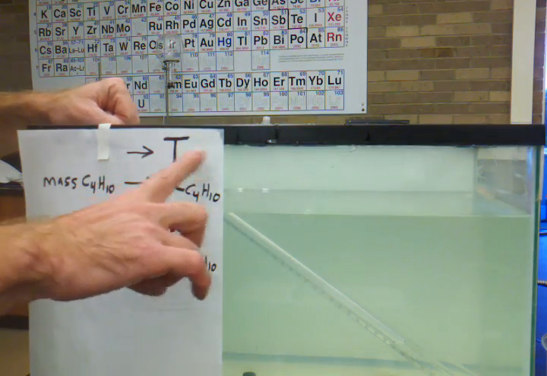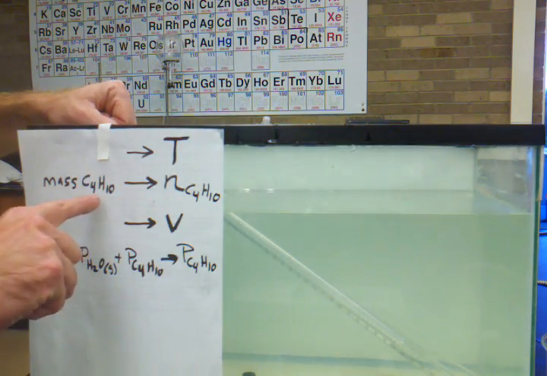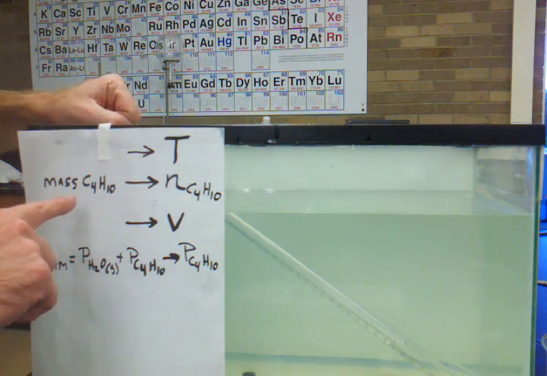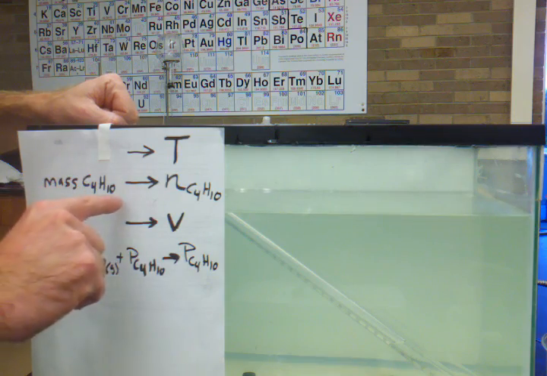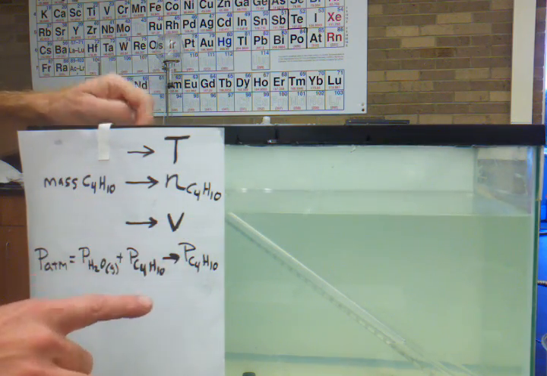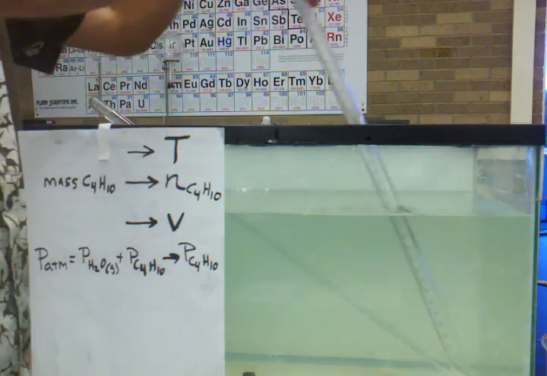We know it in degrees Celsius. We convert that to Kelvin. We know the mass of butane that has been put in, so we can convert that into moles of butane. So we've got our number of moles. All right, so the volume and the pressure are still an issue.